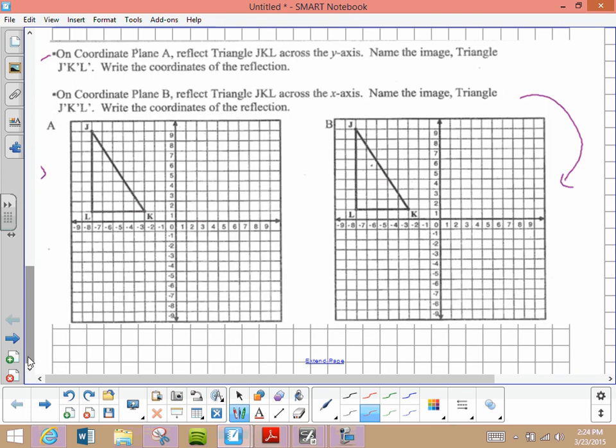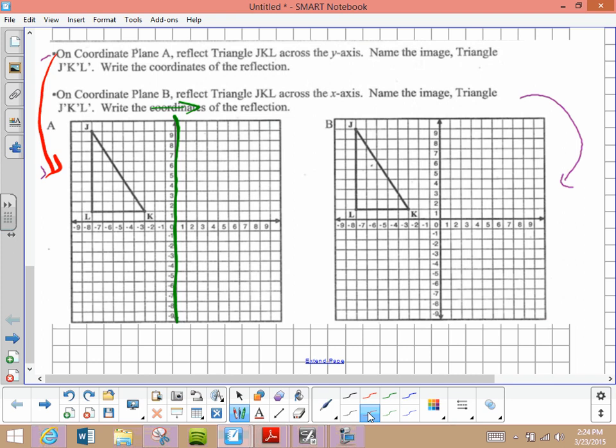Okay, so this one goes with this, and that one goes with that. So for this one, it says, on the coordinate plane A, reflect triangle JKL across the y-axis. So I'm going to go over here, and this is the y-axis. I have to cross that. Name the image triangle J'K'L'. Write the coordinates of the reflection.